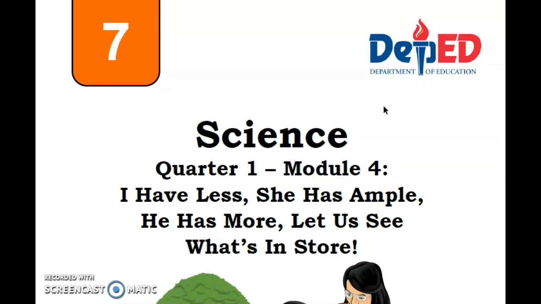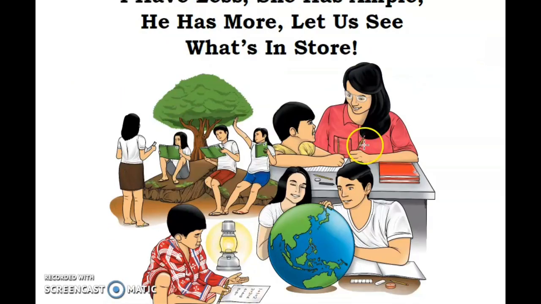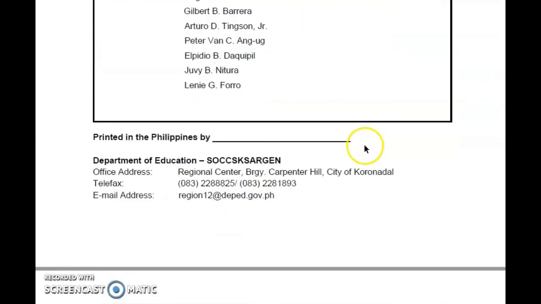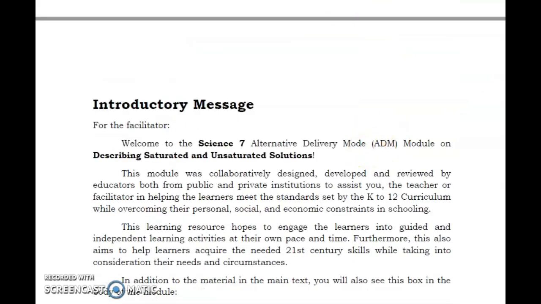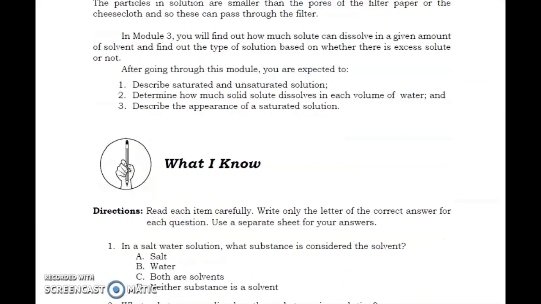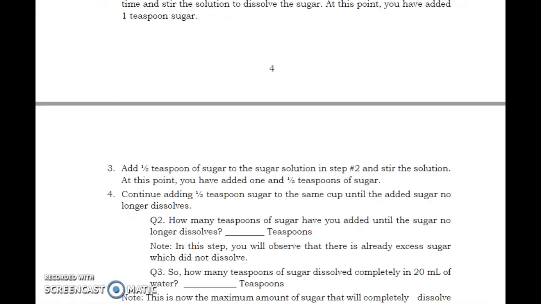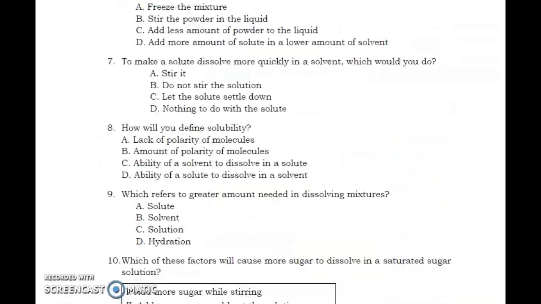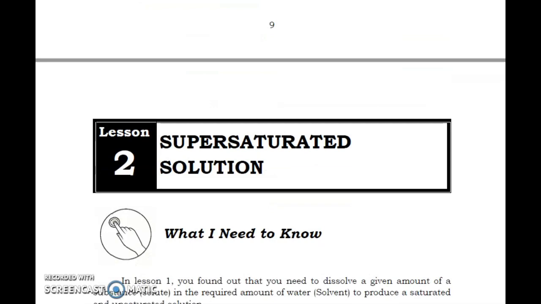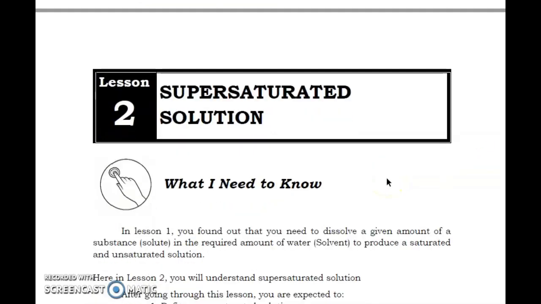So for today, we're about to discuss Science 7, Quarter 1, Module 4, which is entitled, "I have less, she has ample, he has more, let us see what's in store." So we are using the printed module of the Department of Education for grade 7 science. So we will be discussing lesson number 2, which is all about supersaturated solution.